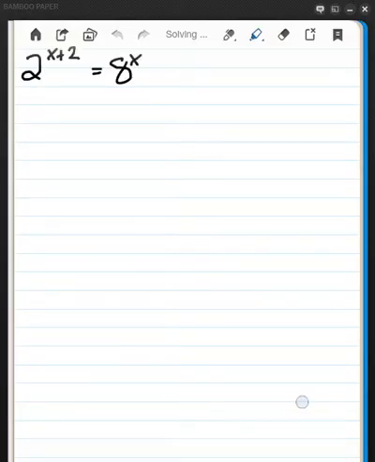So for this video we're going to start off with something like 2 to the x plus 2 is equal to 8 to the x. Okay, so the goal would be to get these bases to be exactly the same. Now you can't manipulate the bases. The only thing you can do is rewrite the bases.